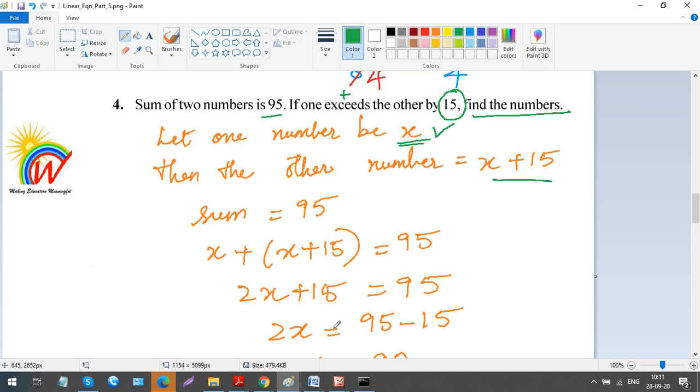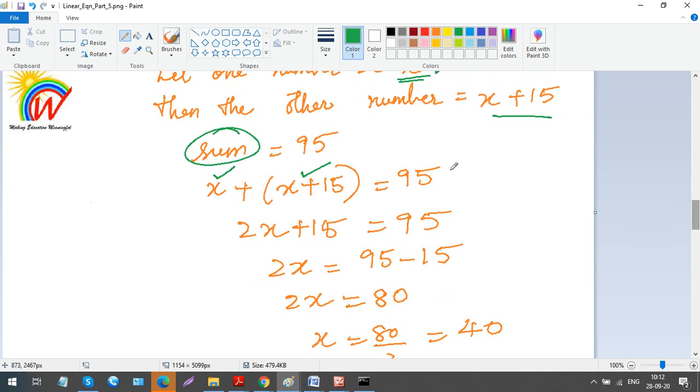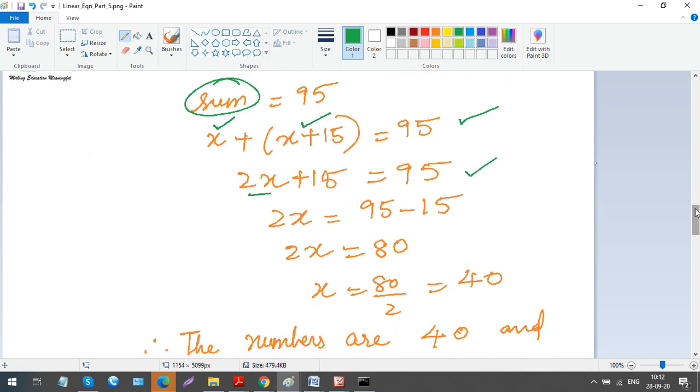Okay. Now they are saying the sum of these two numbers is 95. So x is one number, x plus 15 is the other number, and you are supposed to find the sum. So sum is adding again. Adding these two gives you 95. That's the question, so you get an equation. This is the equation you have framed. Now x plus x is 2x, plus 15 is equal to 95. Now 2x is equal to, move the 15 to the other side, 95 minus 15, which gives you 80. Then you divide 80 by 2, and that gives you 40.